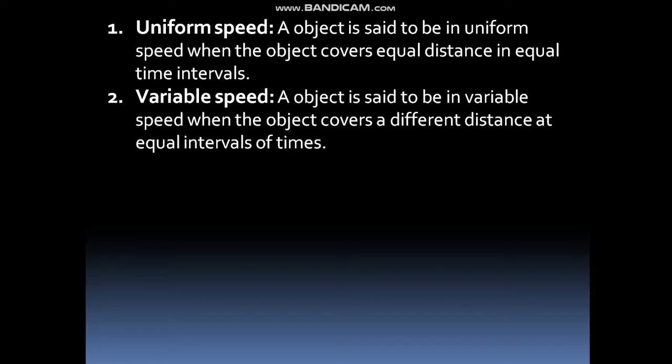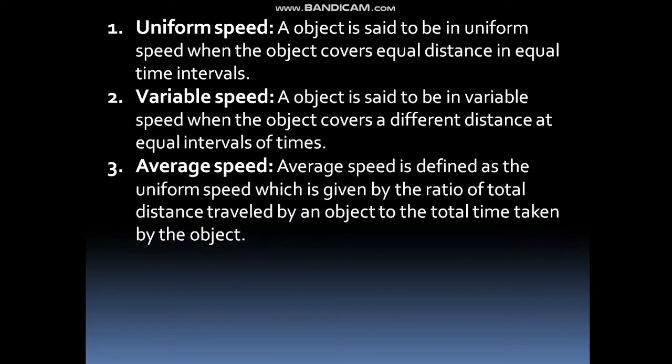Variable, you know, is something which changes. So when you talk of variable speed, then any object which covers unequal distances in equal intervals of time is said to move with variable speed. So we can say an object is said to be in variable speed when the object covers a different distance at equal intervals of time.